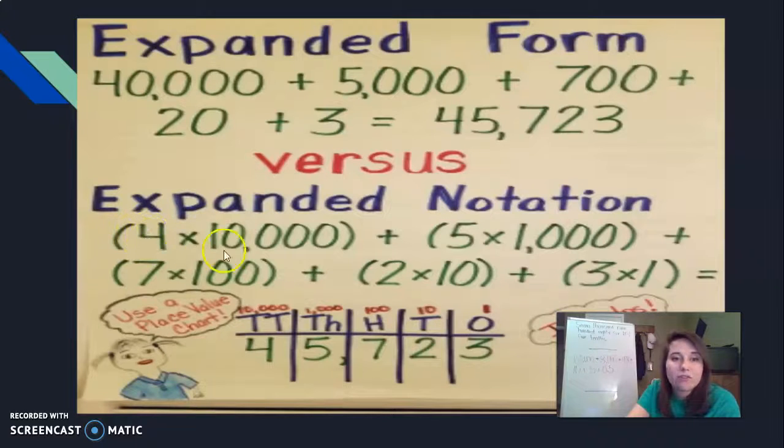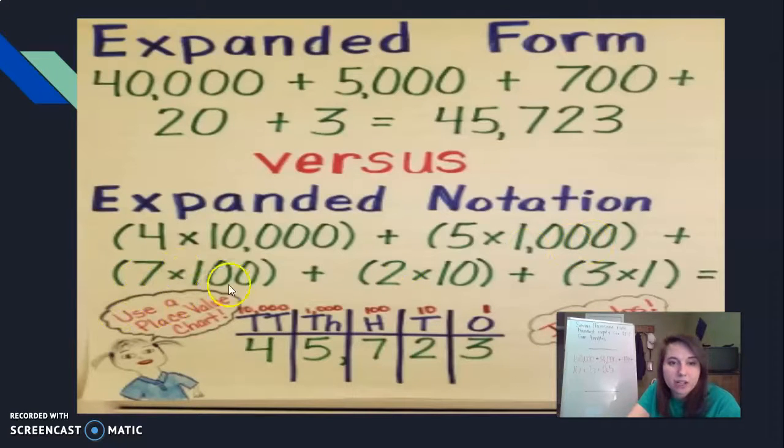So here I have 4 times 10,000. 4 times 10,000 would be the same as 40,000. We would just change 4 times 1 is 4. So 40,000. Doesn't that kind of look the same as up there if I put this as a 4? Yeah, it'd be the exact same thing. So 4 times 10,000 plus 5 times 1,000. Just like this, 5 times 1 would be 5. And how many zeros? 3 zeros, so 5,000.